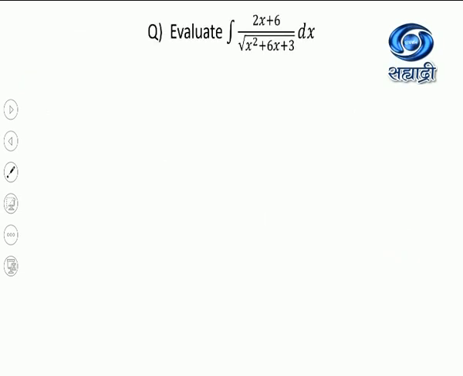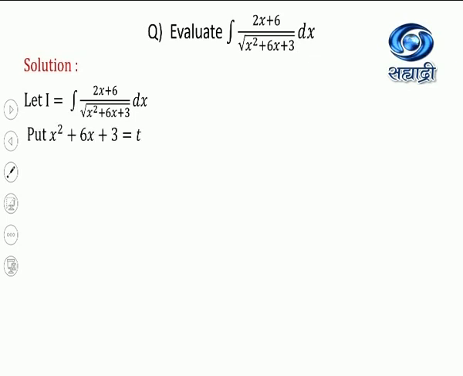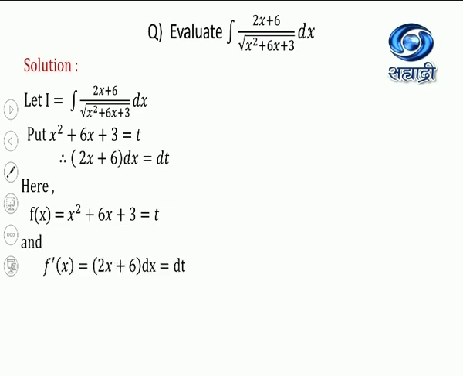Okay. Next question is integration 2x plus 6 upon root x square plus 6x plus 3 dx. So, let the given question be I. Note over here that for x square plus 6x plus 3, the derivative is 2x plus 6 plus 0. Now, 2x plus 6 is there in the numerator. So, we are going to substitute x square plus 6x plus 3 equal to t. So, 2x plus 6 dx is equal to dt. And f of x over here is x square plus 6x plus 3 equal to t, and f dash of x is 2x plus 6, so f dash of x dx equals dt.